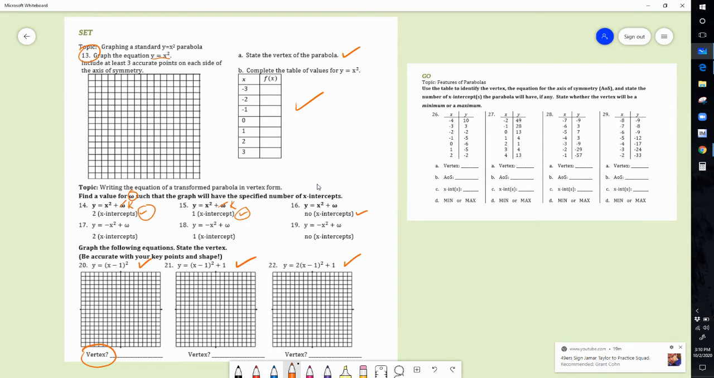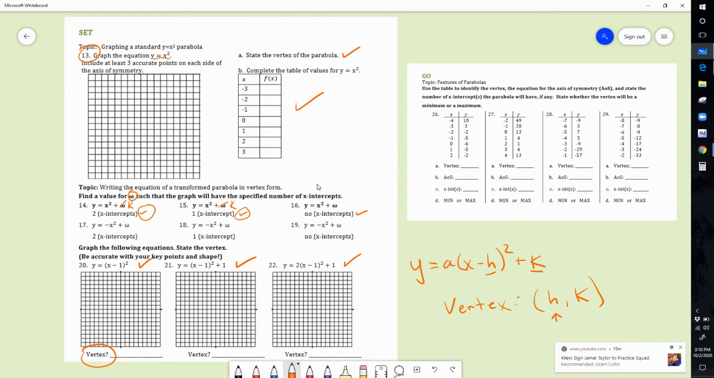At this point, actually, I'll just tell you, because if I haven't taught you, here it is. If you have an equation in this form, your vertex is H, K. That is your vertex, H comma K. So your H value is your x, your K value is your y, but be very careful.